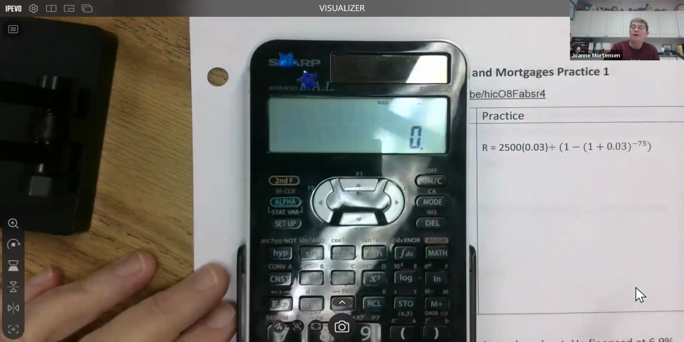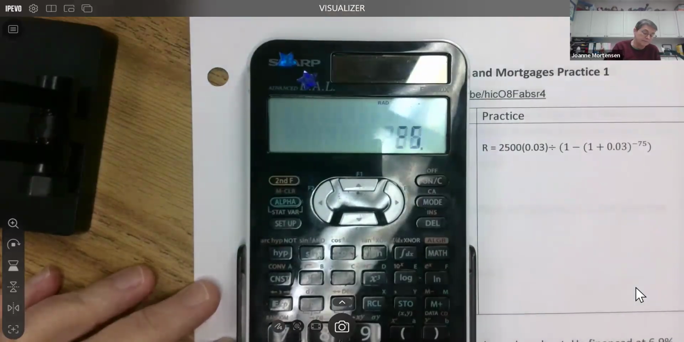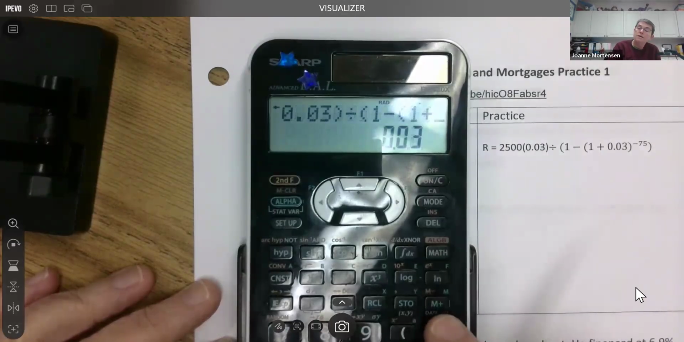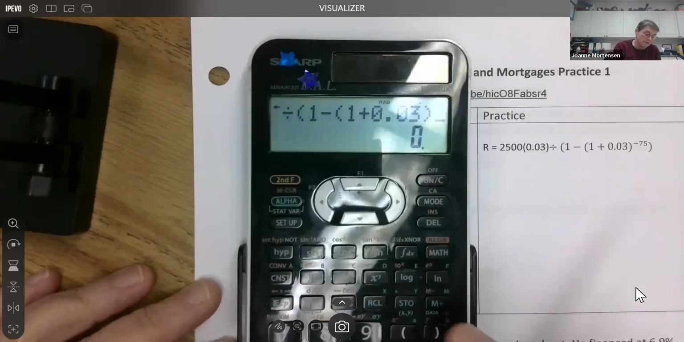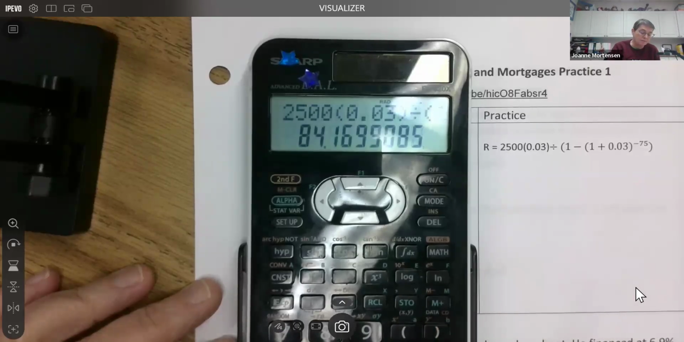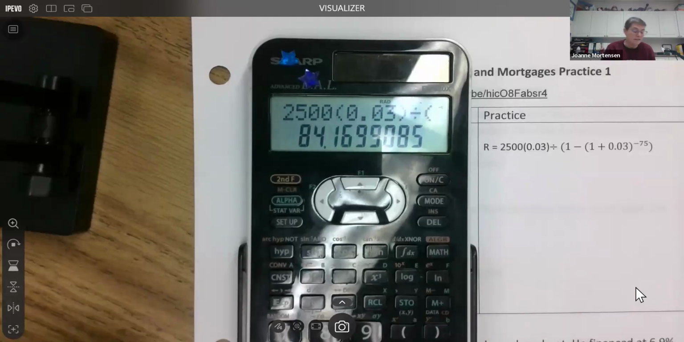Okay, here we go again. Pause. Give it a shot. Did you really pause it? Please do. 0.03 divided by bracket 1 minus bracket 1 plus 0.03 plus my bracket. I need an exponent, 75. I need to remember to make it negative. I need to put a bracket at the end, and boom. 8417. Yay.